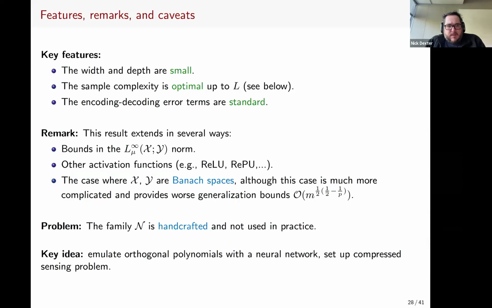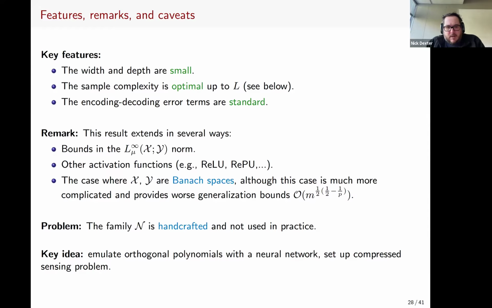Some key features about this result: the width and the depth are small, sample complexity is optimal up to L, and the encoding and decoding error terms are standard. And this extends in several ways, so we can also show this in the L infinity mu Bochner norm. Other activation functions can be used, like ReLU, rectified polynomial units. And the case where X and Y are Banach spaces is also covered, although this case is much more complicated and provides worse generalization bounds, order m to the 1/2 times 1/2 minus 1 over p. And the problem here is also that the family N is handcrafted, not used in practice.